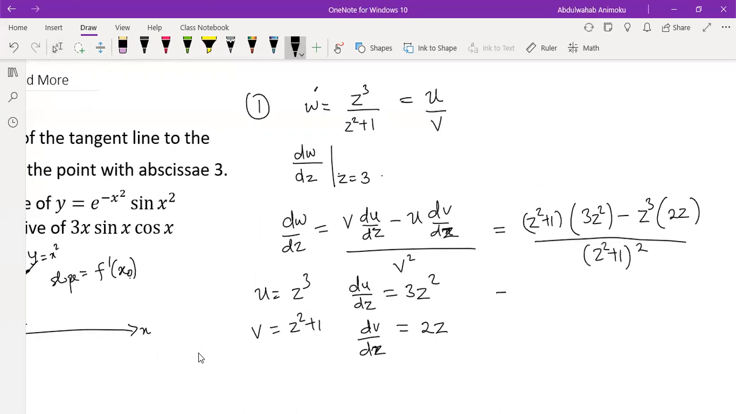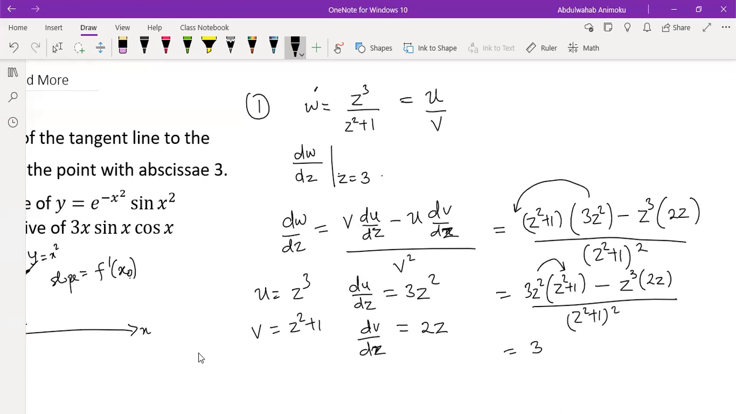Okay, so all you need to do is to simplify this. So like I said, you just need to multiply. I like to switch the order for easy identification of how to expand this. So we can quickly say this is 3z squared multiplied by z squared plus 1, minus z cubed multiplied by 2z, all over z squared plus 1 all squared. Now, when you multiply this, the first one will be 3z squared multiplied by z squared. That will be 3z raised to power 4, plus 3z squared, this multiplied by this is 3z squared. Then minus 2z raised to power 4, which is z cubed multiplied by 2z, and then all over z squared plus 1 all squared. Okay.